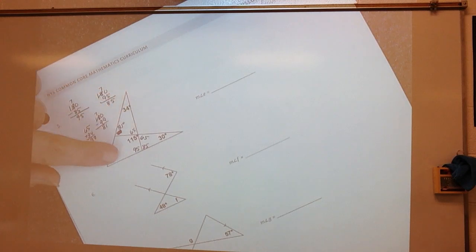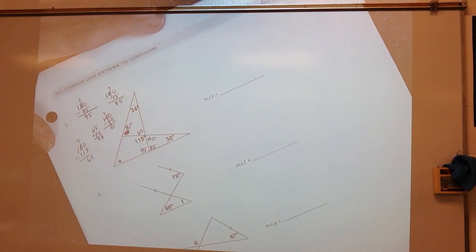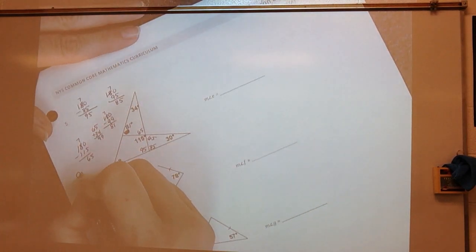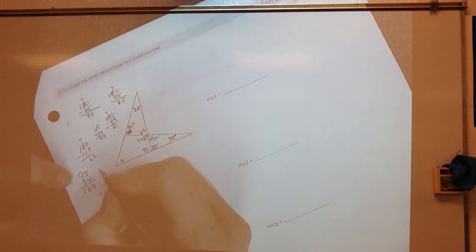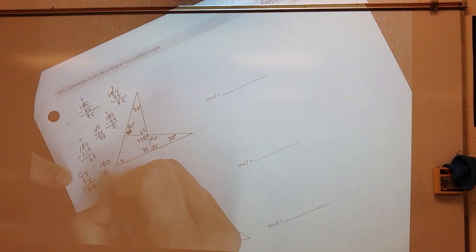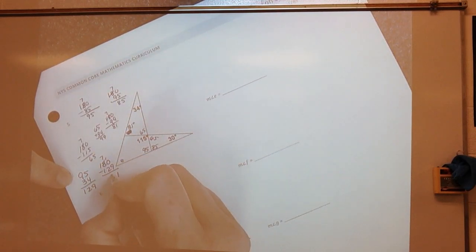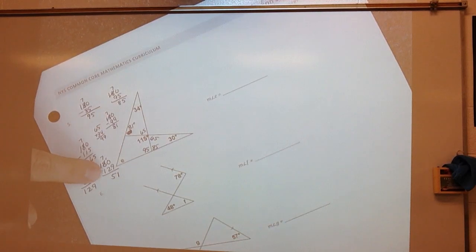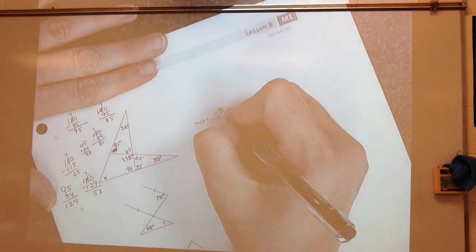Now look at this. 95 and 35, or 34, is 129, minus 180 is 51.